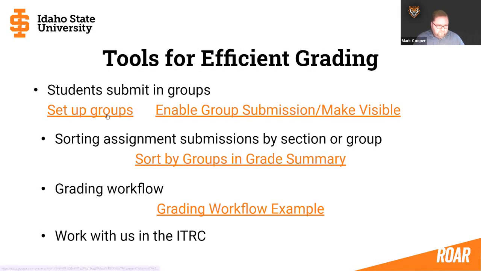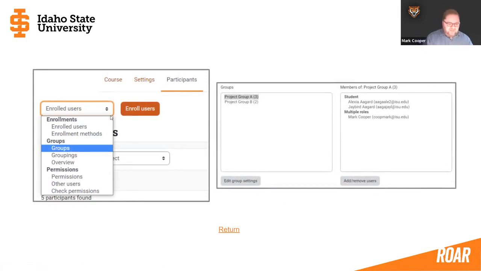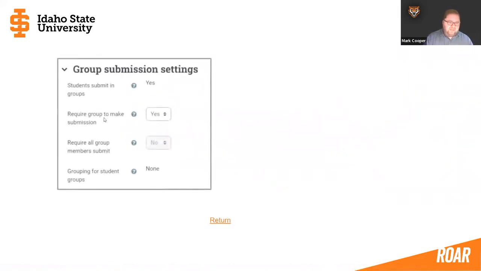And so to do that, you want to go to the participants and select the groups. And then that'll allow you to create the groups from your list of students. And then what you want to do is you want to enable the group submission and make it invisible.